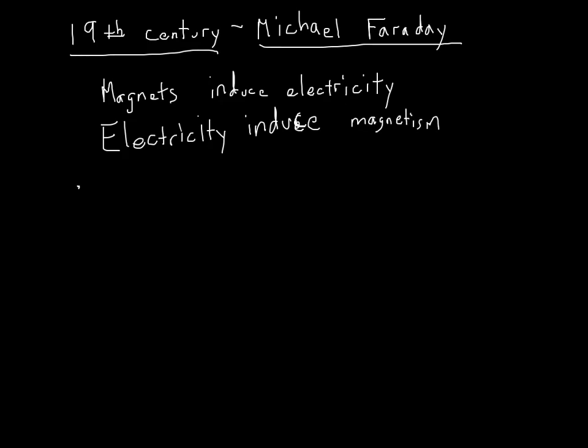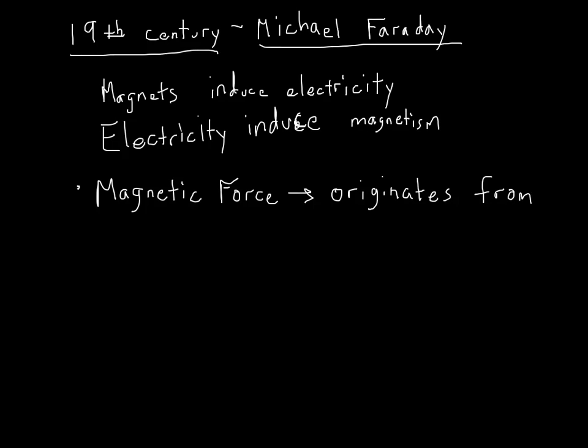This led to the discovery of something called the magnetic force, which actually originates from charges in motion. So moving charges, also known as current, are responsible for the magnetic force. We're going to work on understanding this magnetic force through something called the magnetic field. B represents the magnetic field.